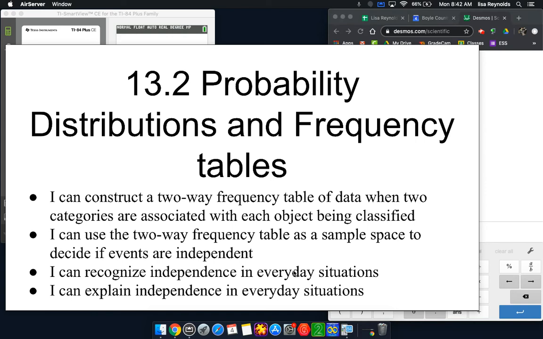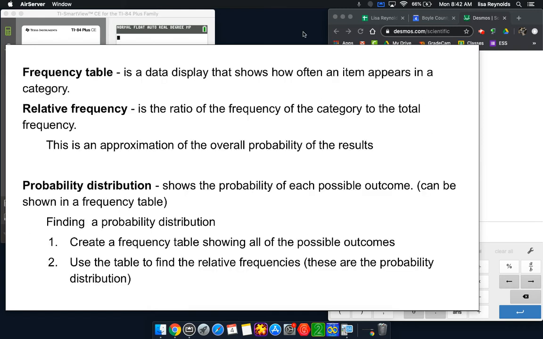These are the notes and examples for section 13.2, probability distributions and frequency tables. So a frequency table is going to be a data display. It's going to show several different things. It's going to show how often an item appears in different categories. So the key to this is that we have categories, and then we have how often it appears within each one.